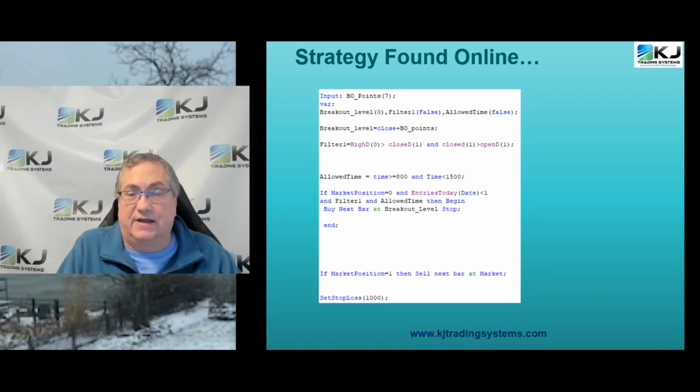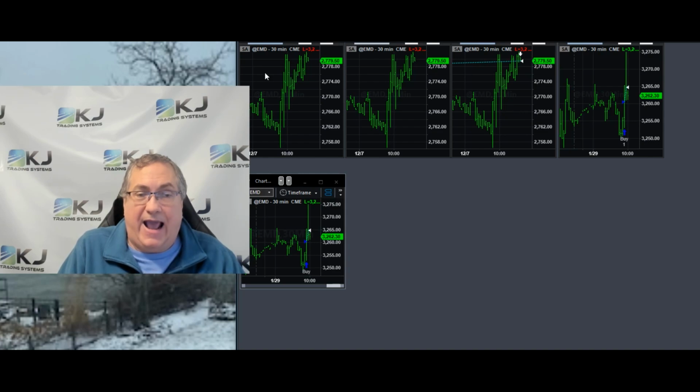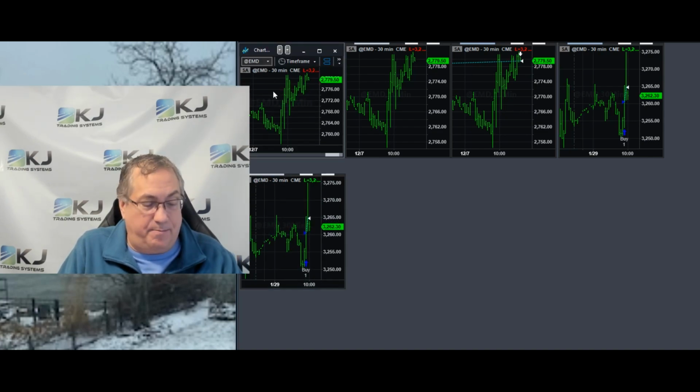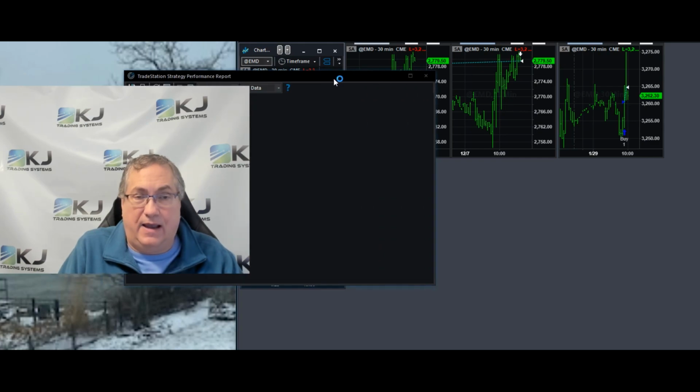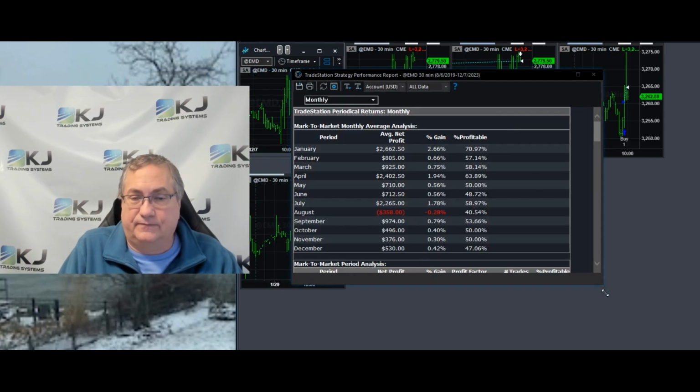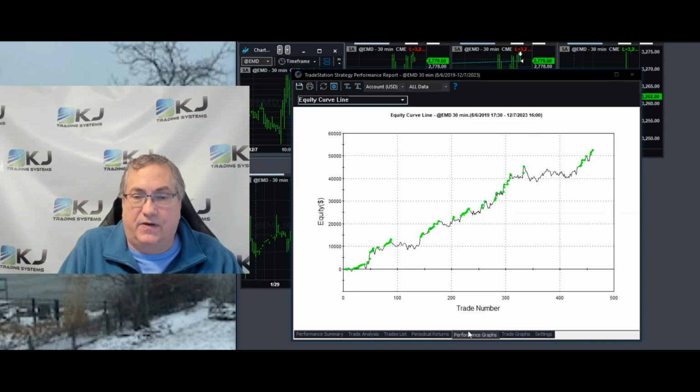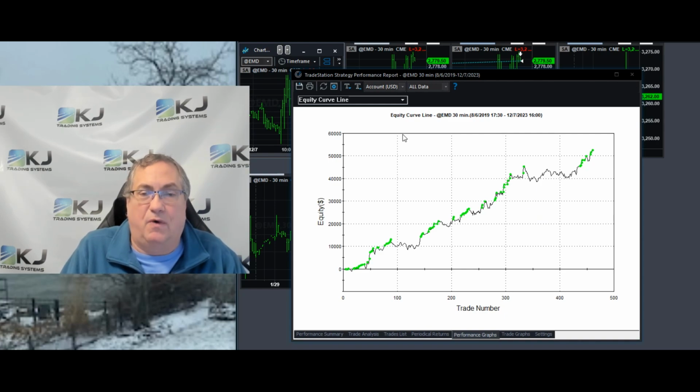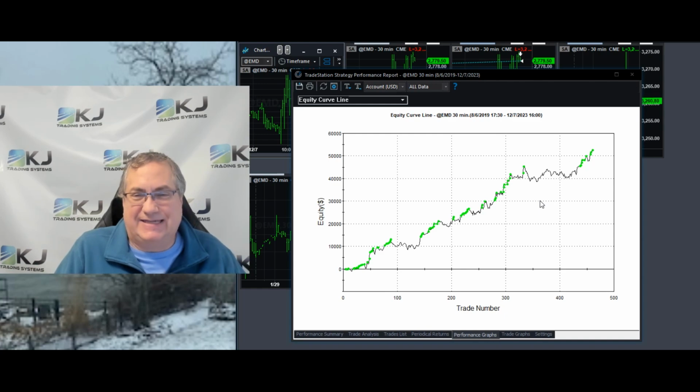So first, I coded this up in TradeStation, and here are the results up in this window. I just bring that over, and there it is. It looks pretty similar to what that person did, but not quite. He, or she, had about $60,000 in, I think, 500 trades. I'm only getting about 50,000. So I sort of get it, but not exactly.